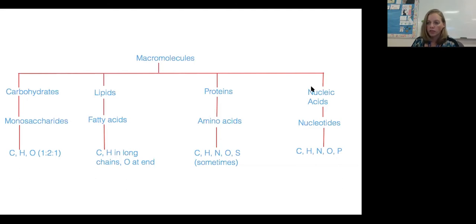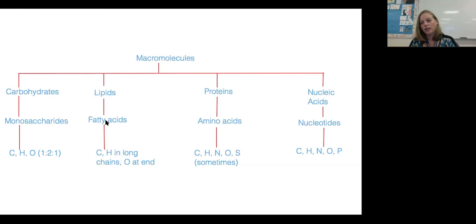Now, all of these macromolecules are big molecules that are made of small repeating units that we call monomers. The monomer for a carbohydrate is the monosaccharide. Keep in mind that monosaccharides could be glucose, fructose, or galactose, and these have kind of a hexagon shape to them. For lipids, your monomer was fatty acids, and we had two kinds of fatty acids: saturated and unsaturated fats.